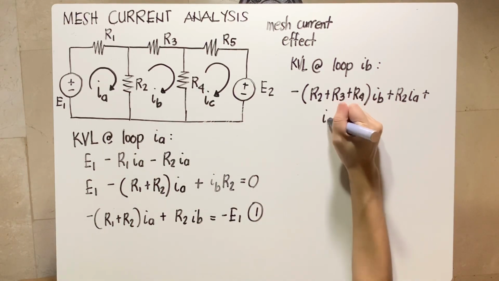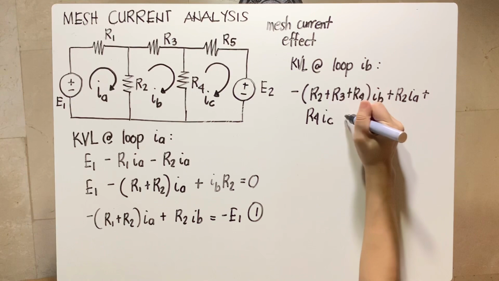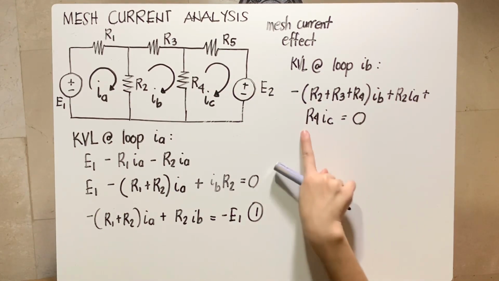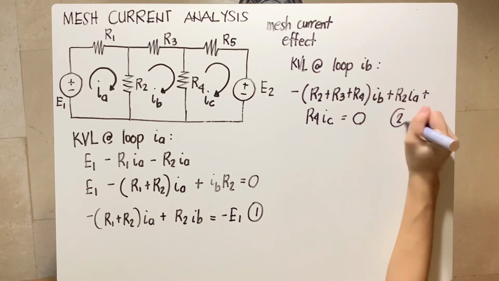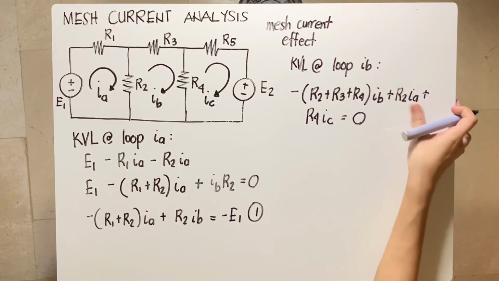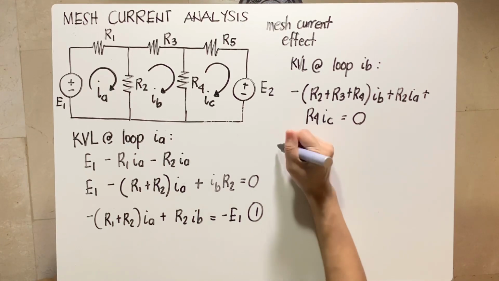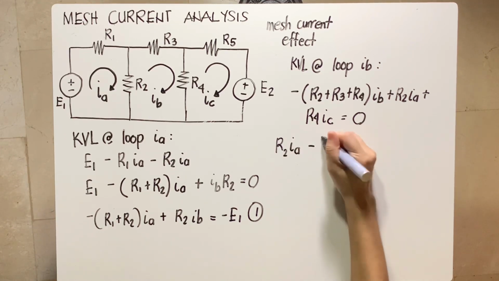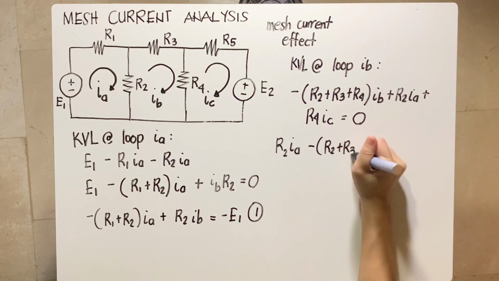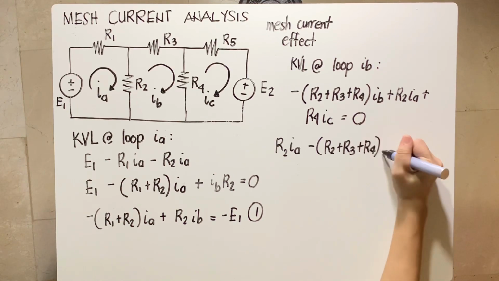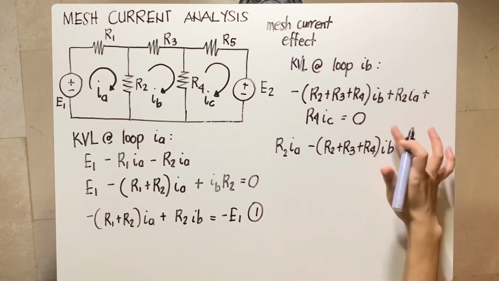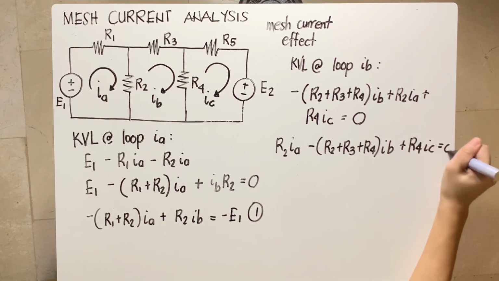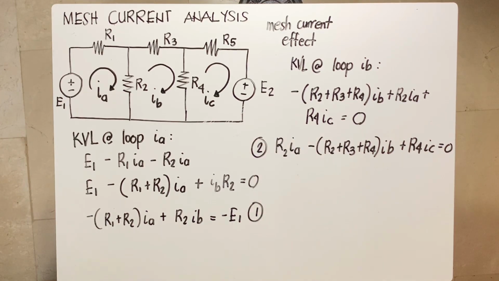So, we'll get an R4 IC, and then after all the mesh current effects, you equate that to 0. So, ito yung equation natin. And this is equation number 2. But if you want, we can rearrange first. So, let's arrange in the sequence ABC. So, we have R2 IA minus R2 plus R3 plus R4 IB plus R4 IC. Equate it to 0, and this is your equation number 2.